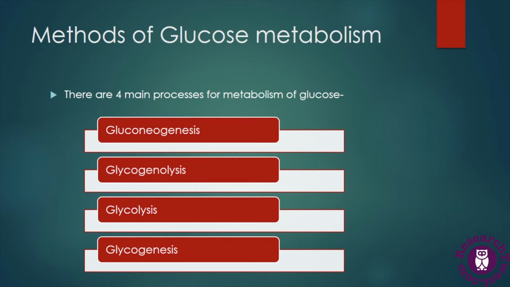Now the glucose is distributed to all cells with the blood and absorbed by the process of active transport, and the complete metabolism of glucose occurs in the mitochondria and cytosol of our cell.